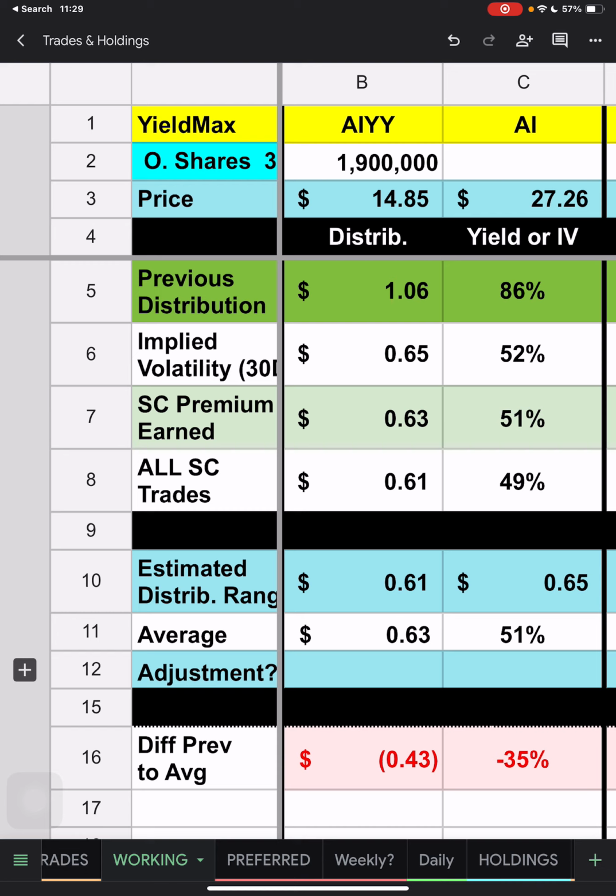And then the next column, the negative 35%, that's just showing the difference between the 51% average yield minus the previous distribution yield. So I hope that sort of, you understand all of that. And I'm sorry, I know this is going to be a long video, but we are talking about 19 different tickers. I am so sorry.